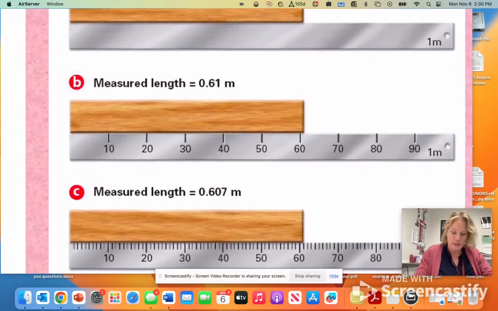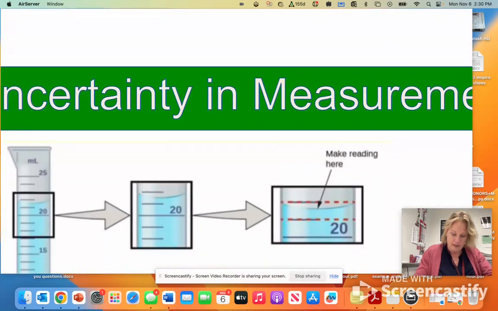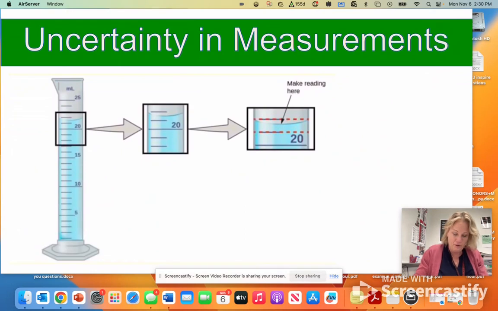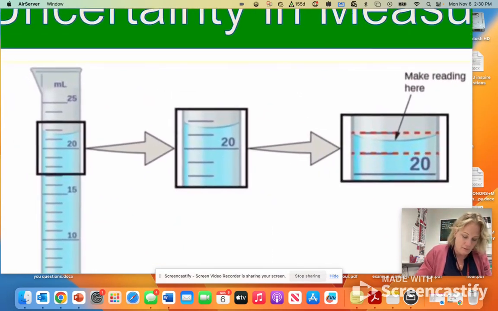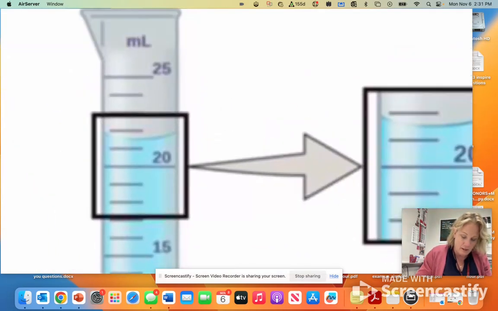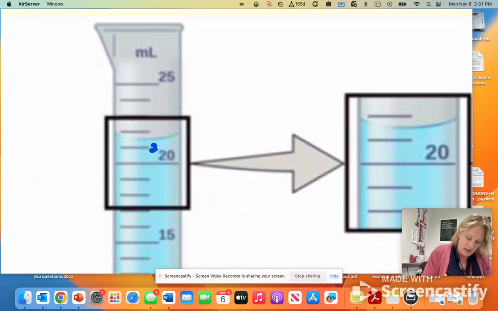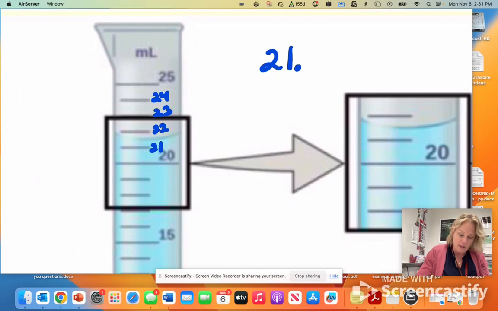So, here, we'll leave that. Let's just go. So here, if we're measuring volume, you can see that every dash is a 1, so this will be 21, 22, 23, 24. So we're sure that it's past the 21, and then we can estimate one more.